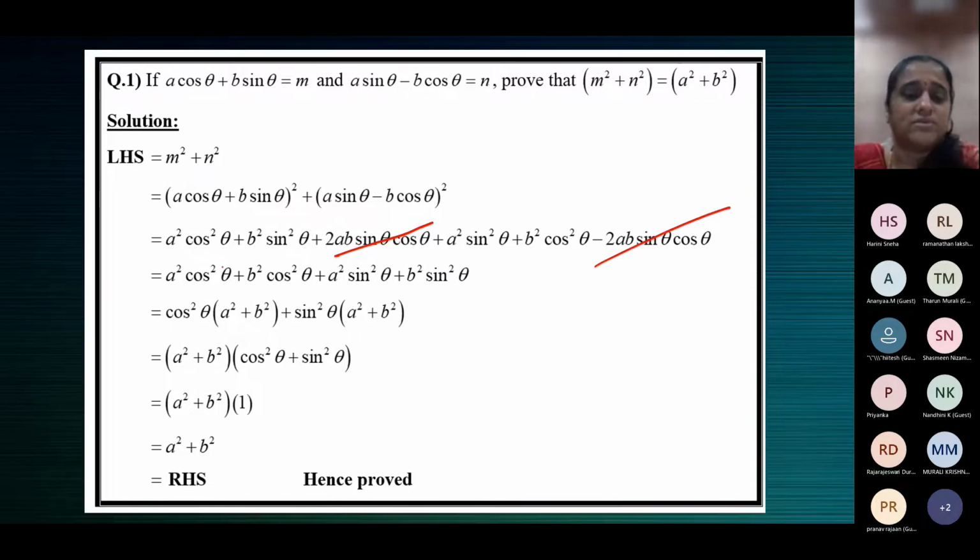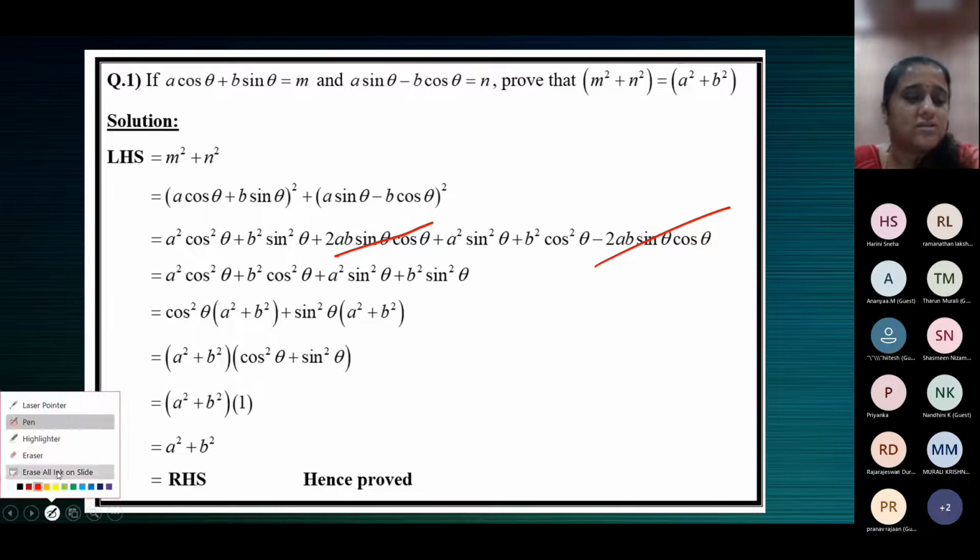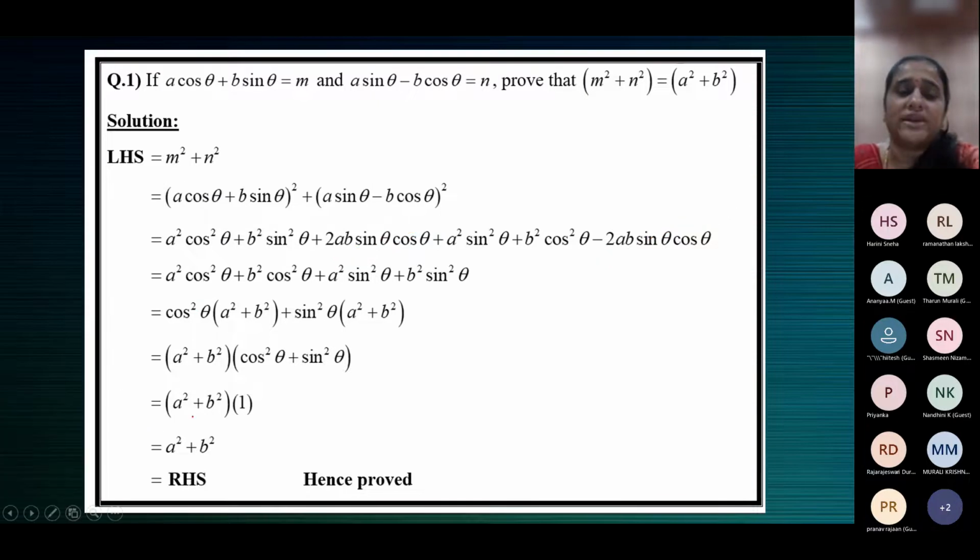Now we have 4 terms. So rearrange the terms so that you can take out something common between the first 2 terms and the last 2 terms. That is, you are going to group. It's like factorizing by grouping. So we have 4 terms remaining, children. These 2 get cancelled, so we have 4 terms remaining.